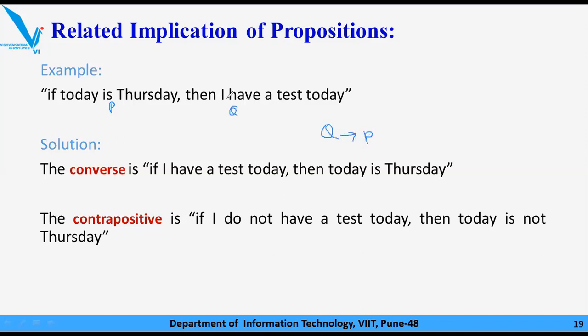So Q is nothing but: today I have a test, then today is Thursday. This is the converse. What I said is that the contrapositive is nothing but the negation of this converse. So the negation of Q gives the negation of P. What is the negation of Q? That I do not have a test today, then today is not Thursday.